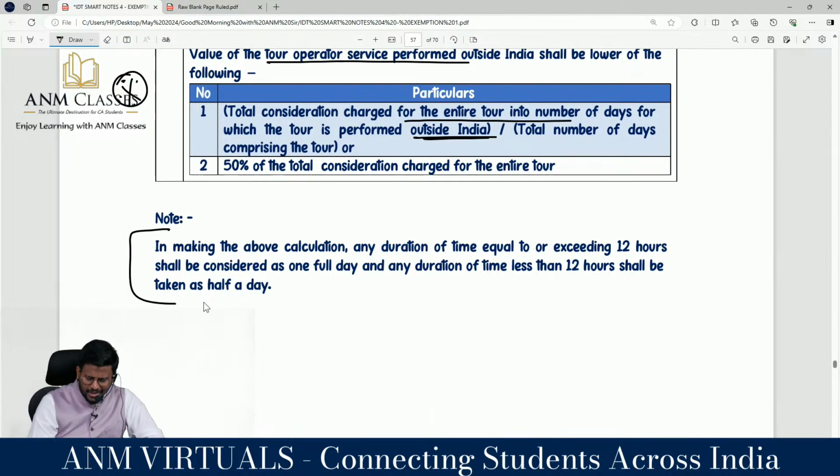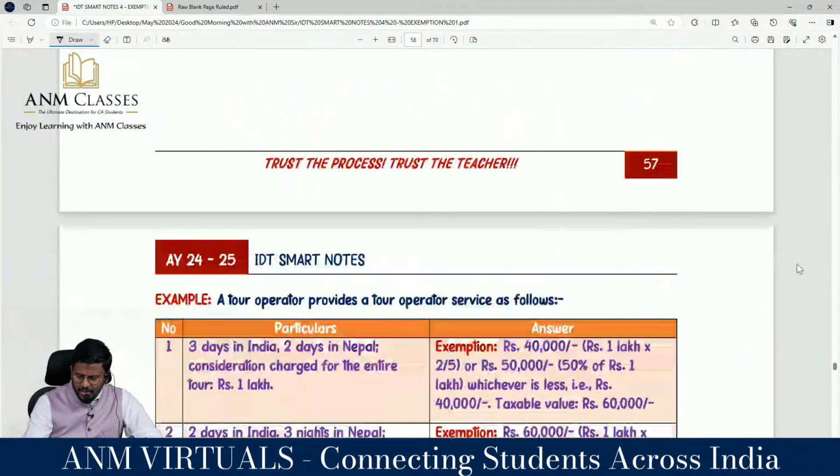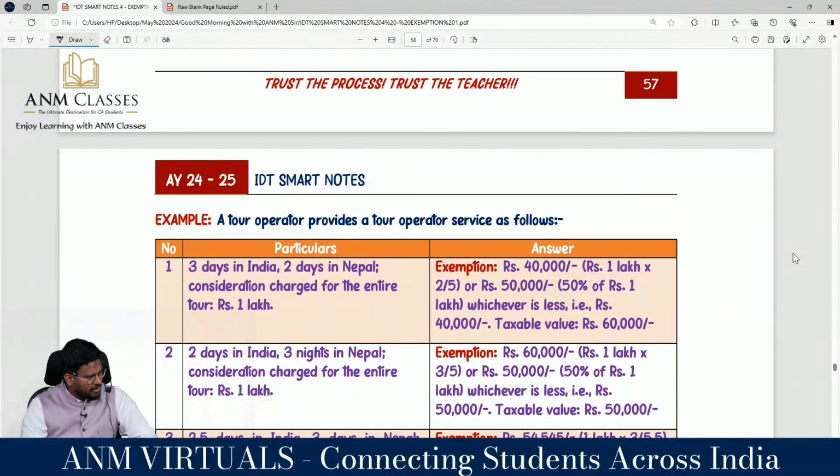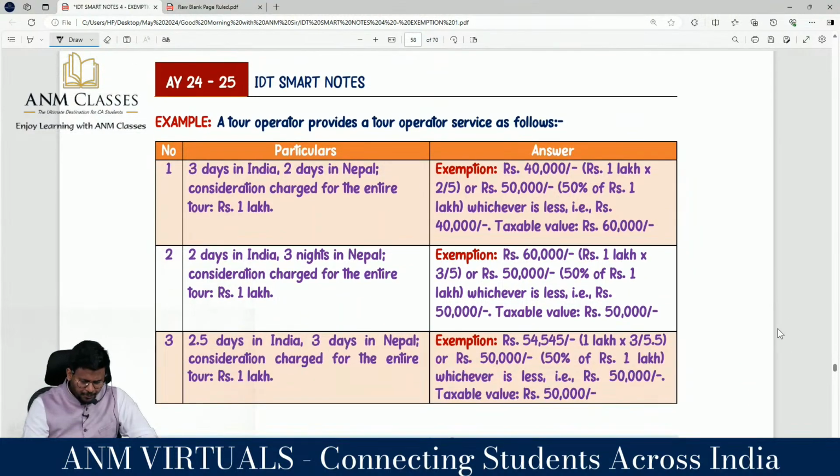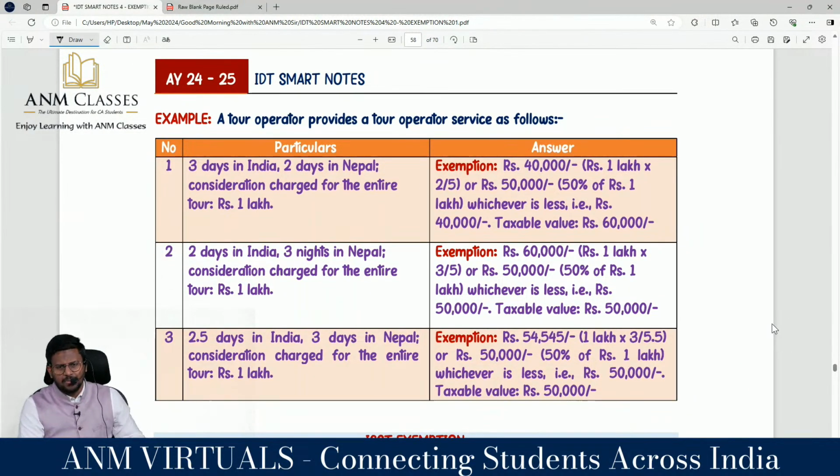In making the above calculation, any duration equal to or exceeding 12 hours shall be considered as 1 full day, and any duration less than 12 hours shall be taken as half a day. So if it is exceeding 12 hours, it has to be taken as a full day, and if it is less than 12 hours, it has to be taken as half a day. I will do this example. Generally I won't do any examples because this is a revision, but since this is an amendment, I am interested in solving it.